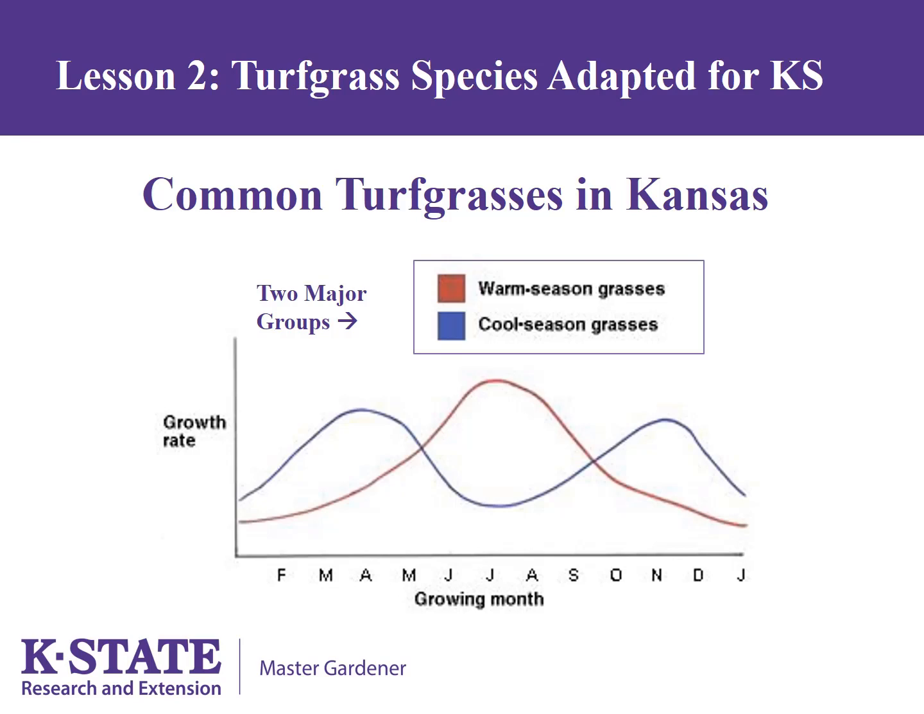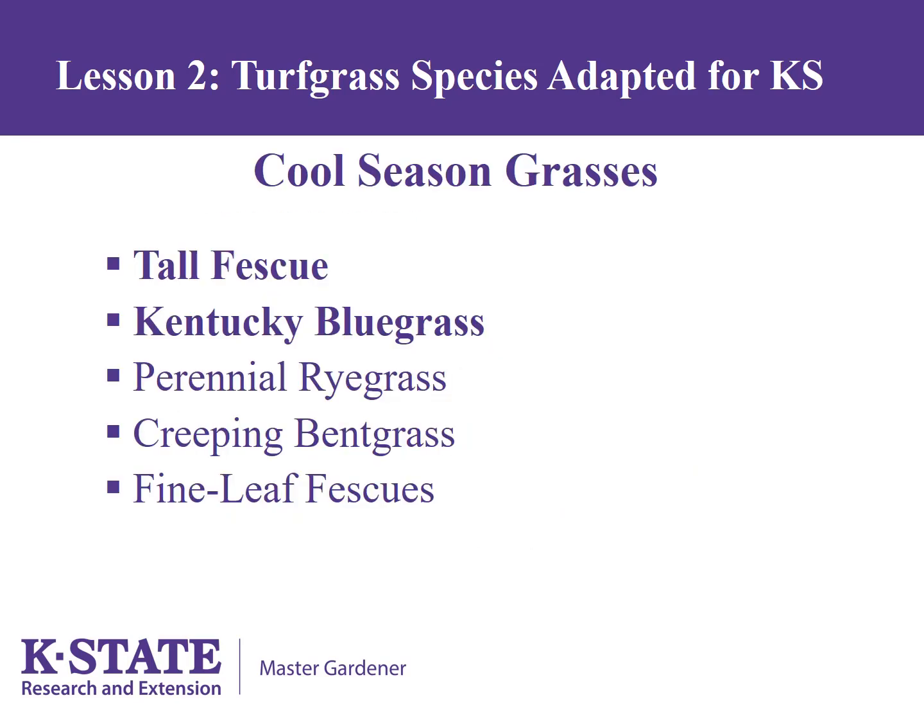Now, of these cool season grasses we have in Kansas, we have tall fescue, Kentucky bluegrass, perennial ryegrass, creeping bentgrass, and fine leaf fescues. The two bolded here are tall fescue and Kentucky bluegrass. Those are the predominant two cool season grasses we will use in home lawns. Perennial ryegrass has been noted and noticed in some seed mixtures.